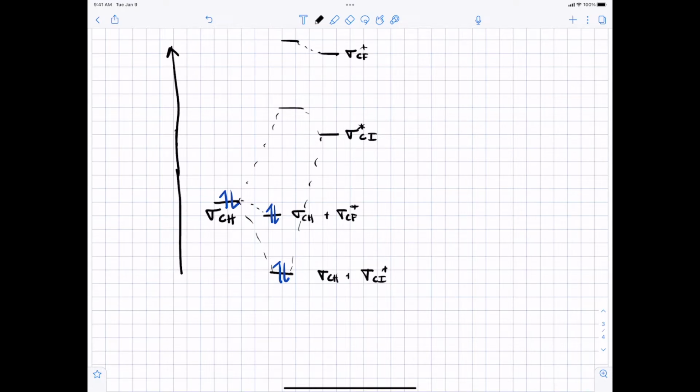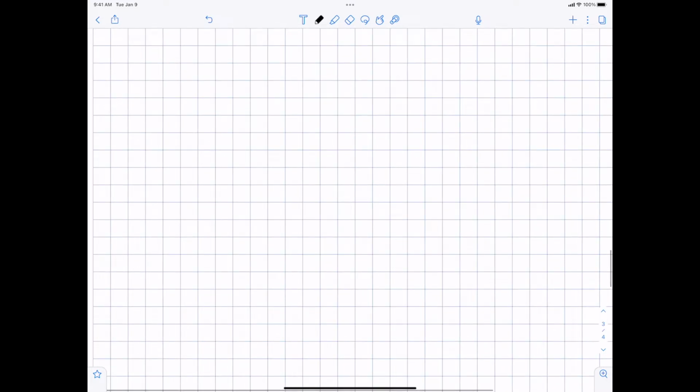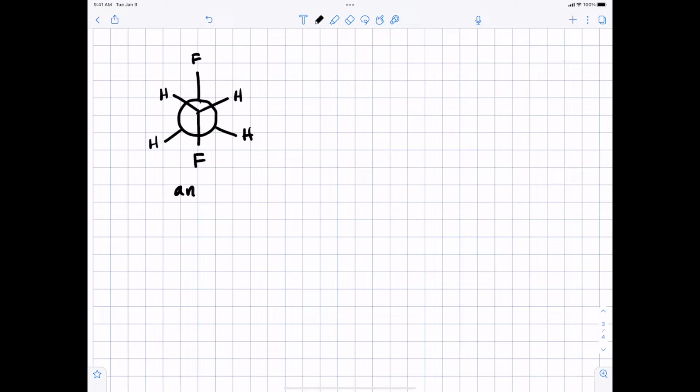Okay, with that in mind, we have some tools to explain a lot of what are called stereo electronic effects. So last time, I think we started talking about when you have carbon heteroatom bonds such as CF bonds on adjacent atoms. We talked about this anti-conformation versus the gauche conformation, in which the two fluoro groups would be gauche to each other.